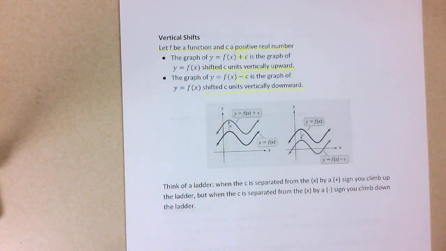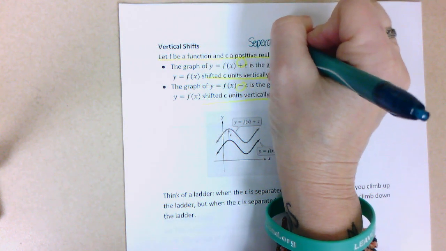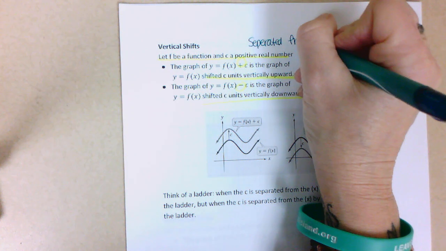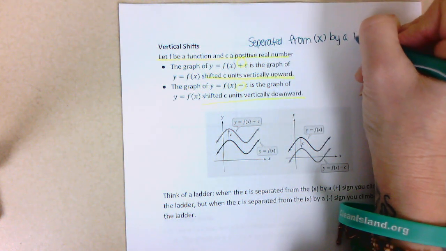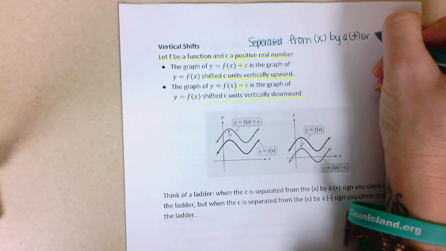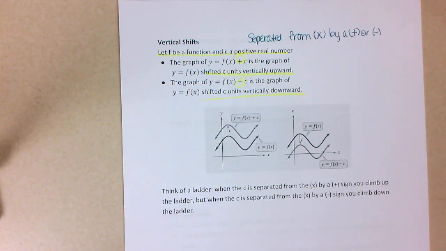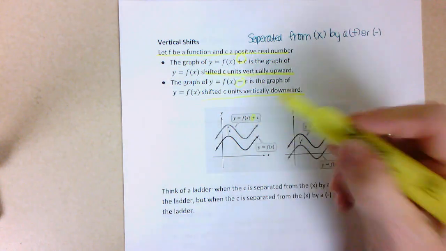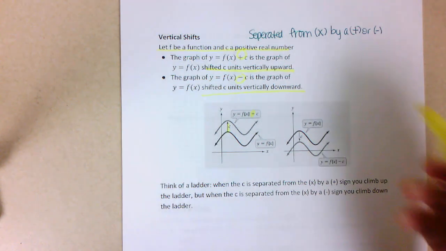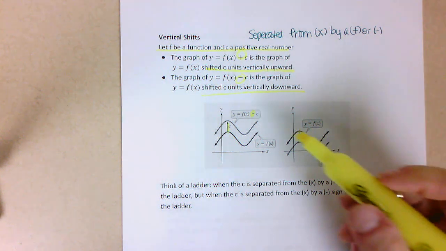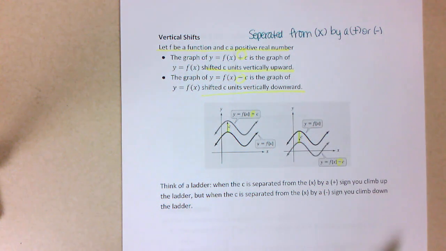Some things to note about this: if it was separated from x by a plus or a minus sign, then it's always a vertical shift, okay? So here, our plus sign, this is our original function, but then we move it up, okay? Here we have, I said minus sign, I meant plus. Here we have a minus sign. This is our original function, and then we move it down, okay?